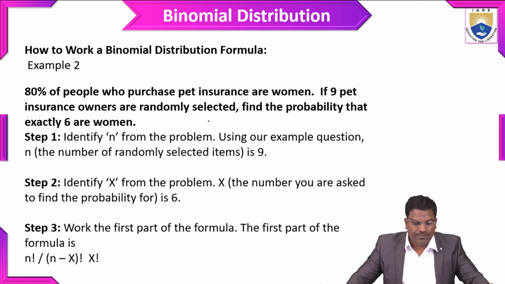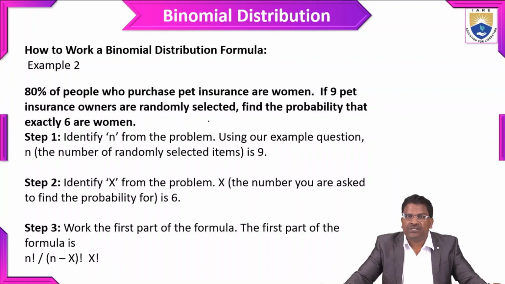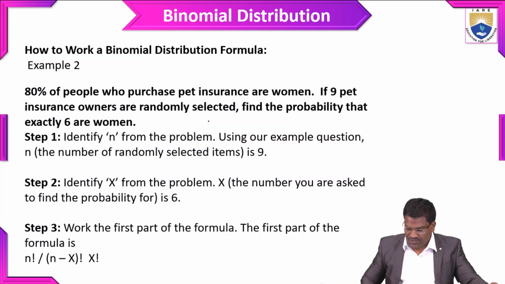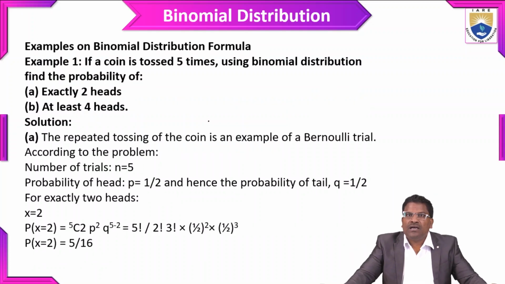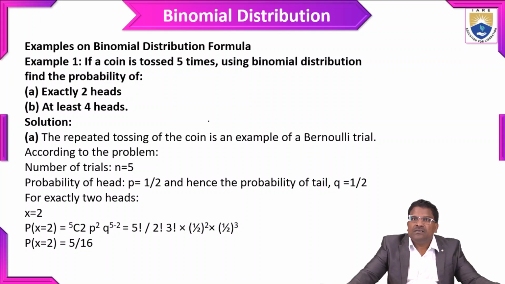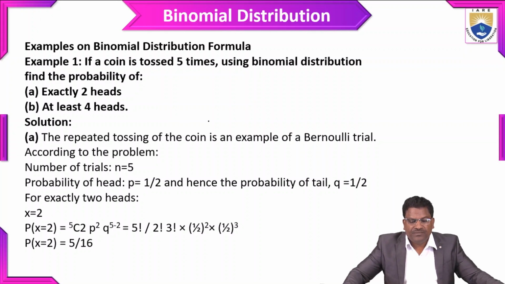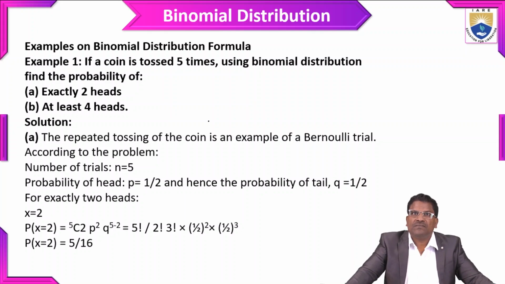Come to step 3. Work the first part of the formula. The first part of the formula is n factorial by x factorial into n minus x factorial. Calculate and keep it in our standard formula. Instead of p, keep 1 by 2. Instead of 1 minus p, keep 1 by 2 and simplify. So, like that, let us see some more examples on the binomial distribution formula.